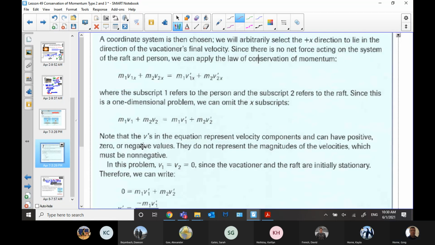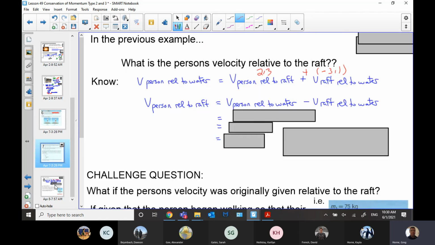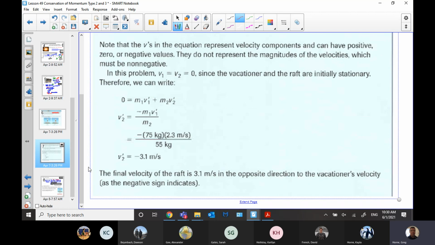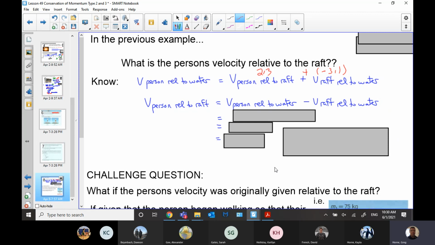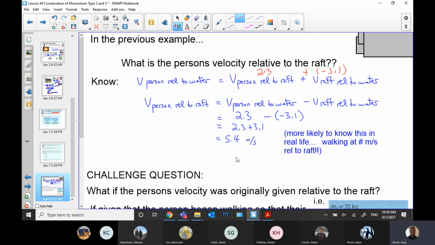Is that right? 2.3 relative to the water, and the raft ended up going 3.1 relative to the water. The numbers just seem like they're too big. But the 2.3 take away the 3.1, you have negative 0.8 apparently. So the velocity of the person relative to the raft, the person was actually trying to walk at 5.4, right?